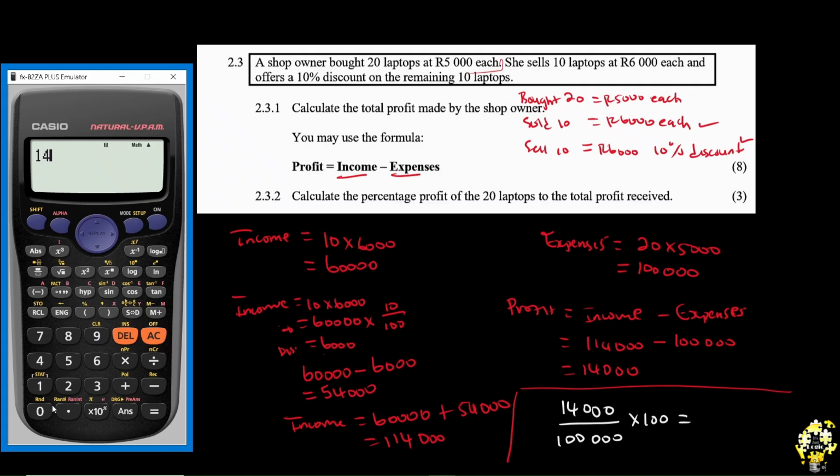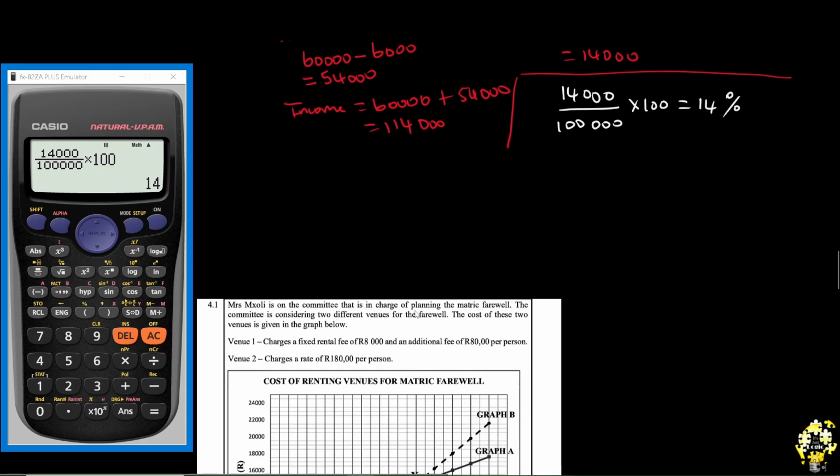So we know that we made out of all this transaction 14,000, but it cost us 100,000. Okay, where is my multiply by 100? So relative to how much it cost us, how much percentage of profit did we actually make? We made 14% profit. That's how you were supposed to answer these ones. So now let's move on. On we move.